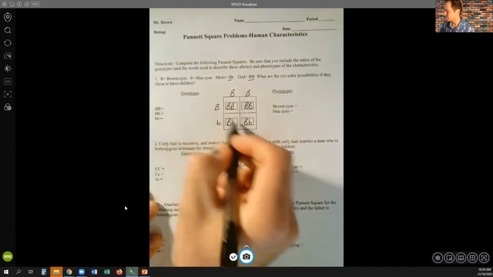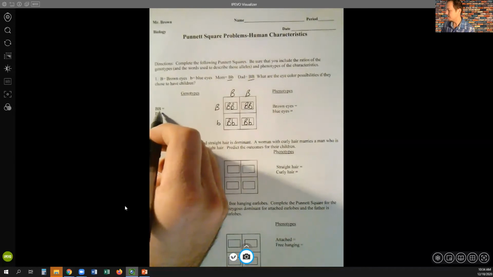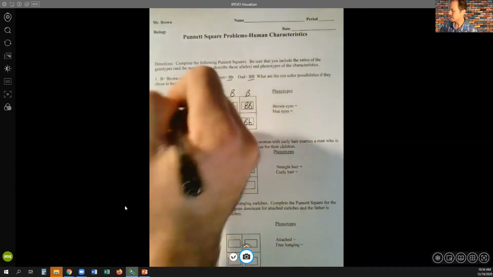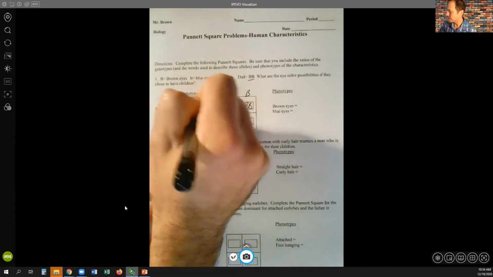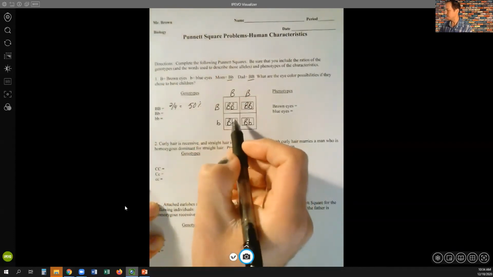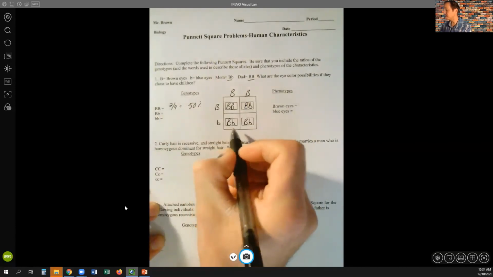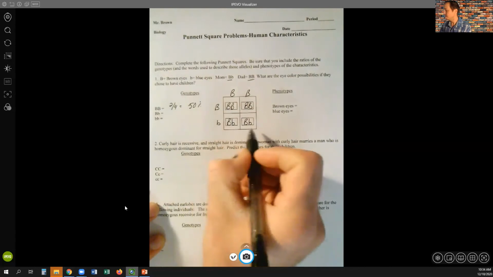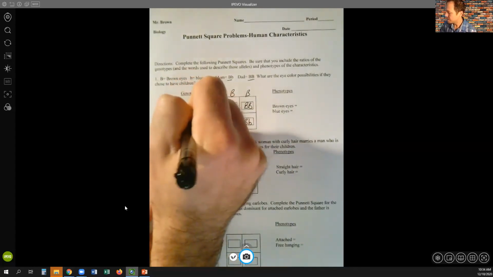So then you just look in the offspring boxes. How many were homozygous dominant? So we have 2 that were homozygous dominant. So we put 2 out of 4, or 50%. Okay, so these are the genotypes of the offspring. Up next, we have heterozygous. How many are heterozygous? So we have 1, 2. So we have 2 out of 4. So that is the other 50%.